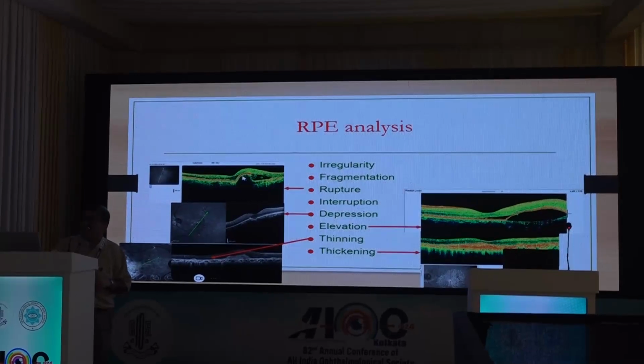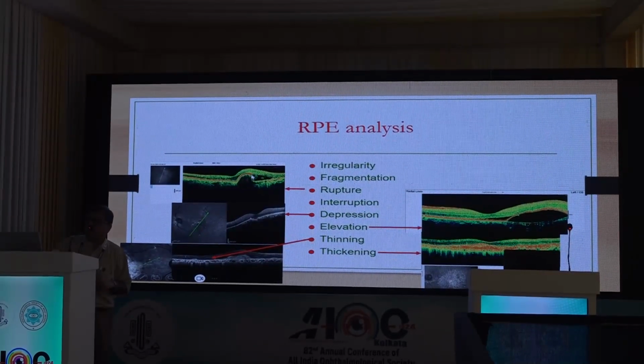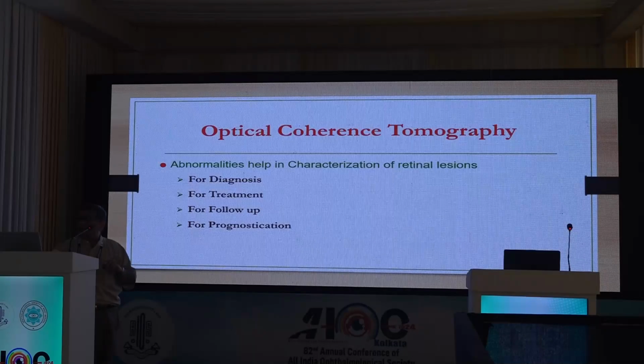What you see here is an RPE rip. You see the RPE is cut over here. From here to here, there's no RPE. That's a rupture in the RPE. And here, from here to here, if you look at it, it seems that the ISOS junction is missing. The photoreceptors are absent. There's a thinning happening over there of the photoreceptors.